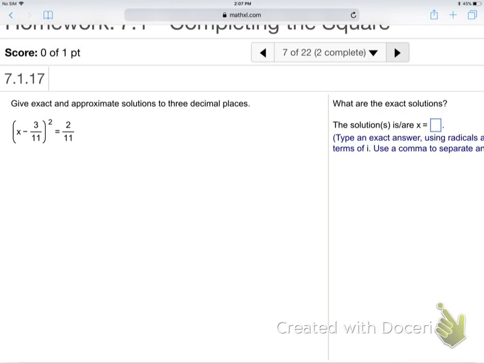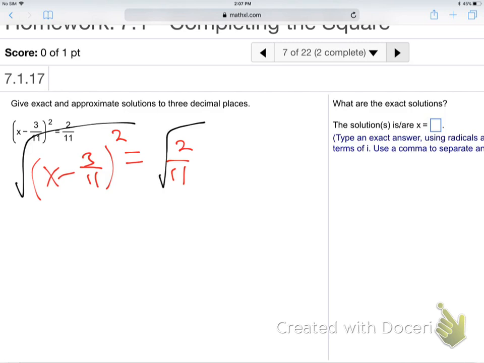So x minus 3/11 squared is 2/11. So you know what to do first. Put the roof on the house. Up and down the ladder. Good. What that's saying is root of 2 over root of 11, right? Yeah, the root's over the whole fraction. So this right side is a root 2 over a root 11. This side, the root cancels the square.